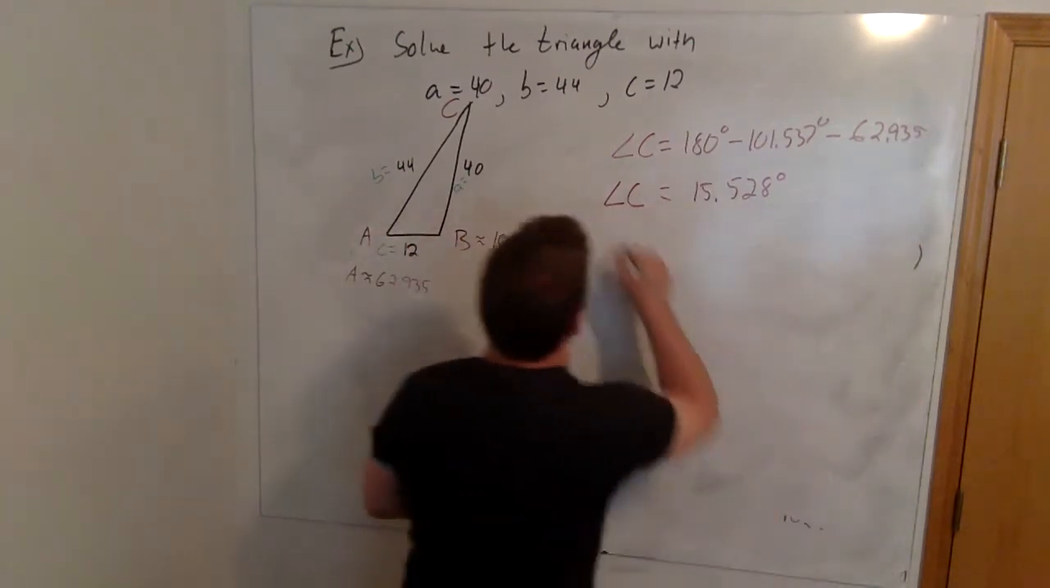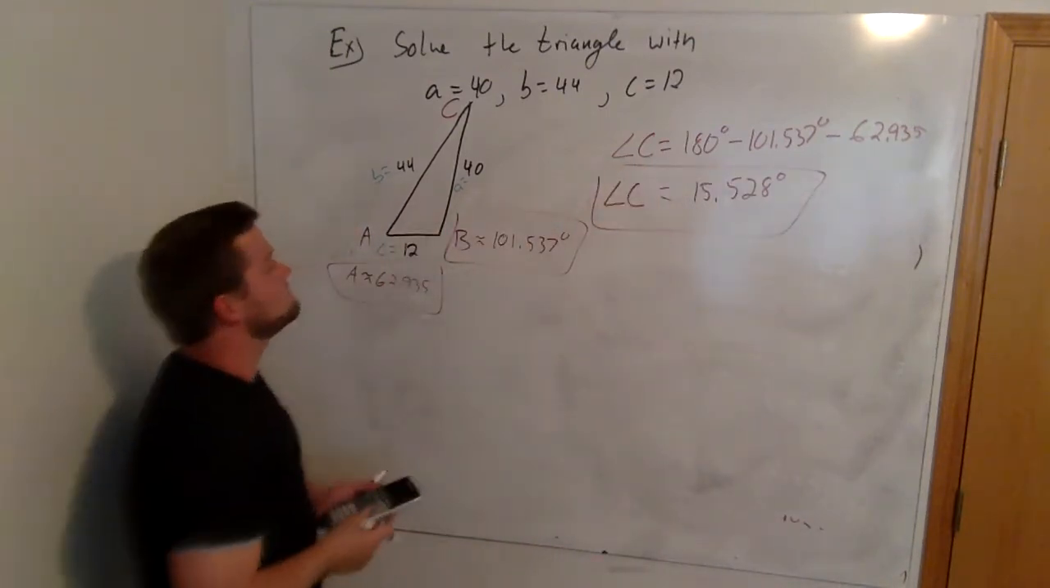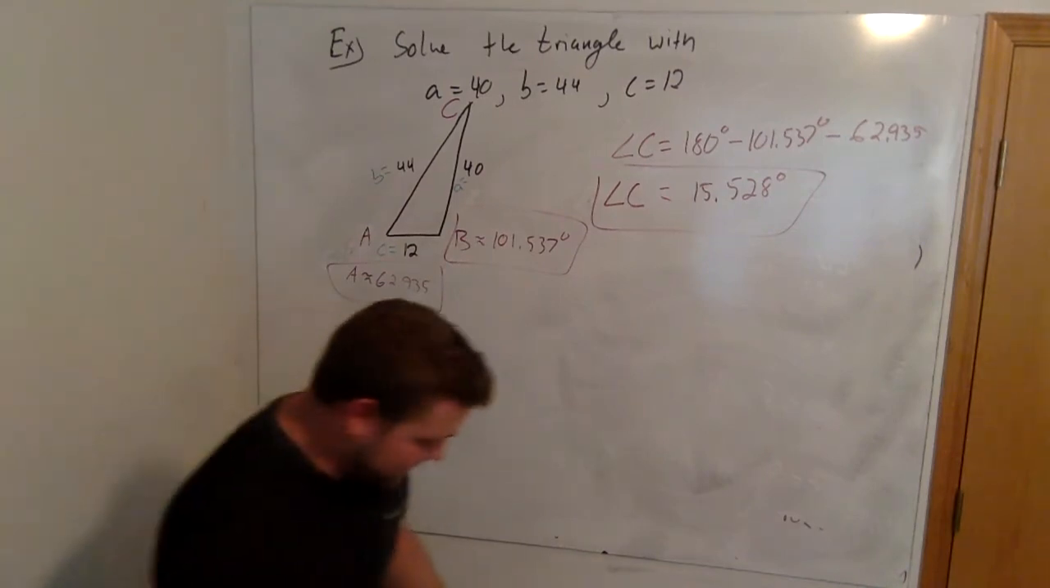Okay, so we found all of our angles. We've solved the triangle. Okay, let's do another example.